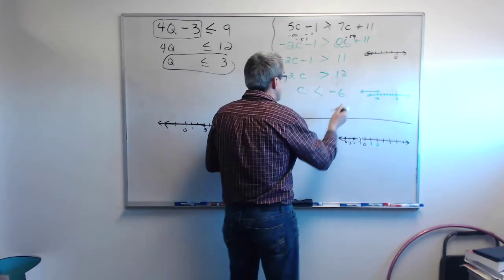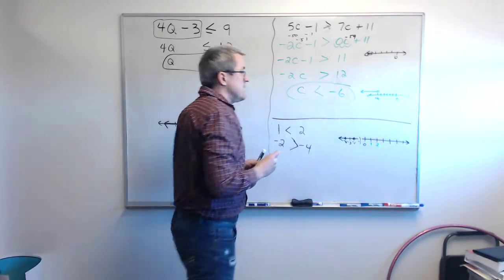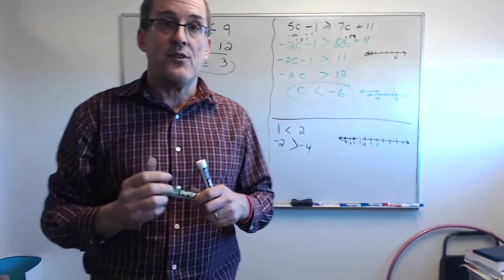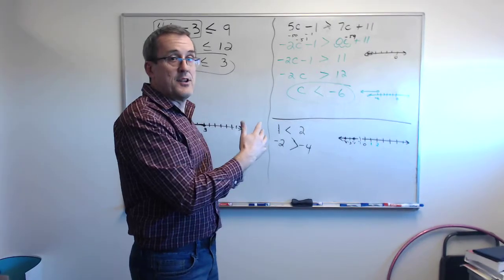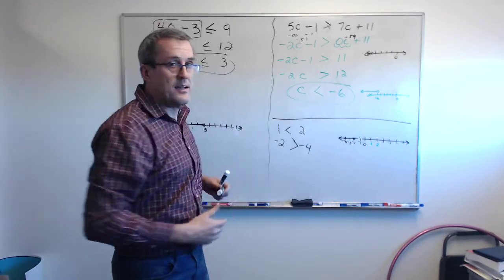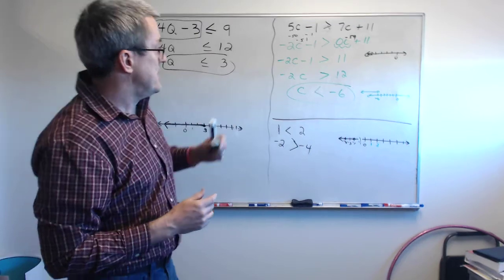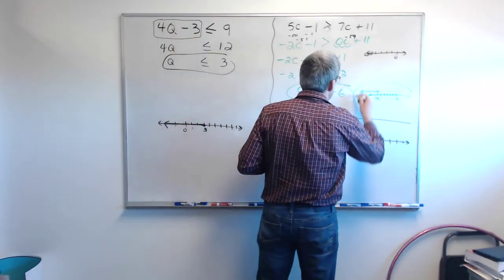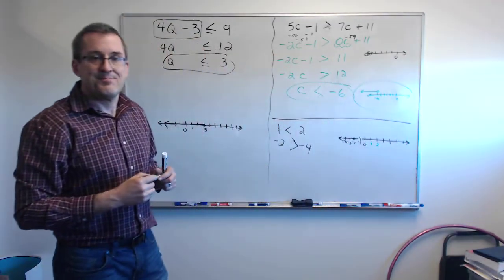So what I'm saying is, the solution to this inequality is any value for c that is left of, less than, the left side of negative 6 on the number line. Here is the picture of it. Hope that helps.